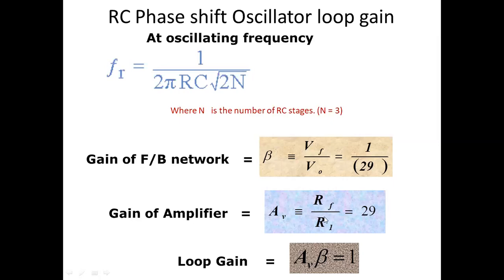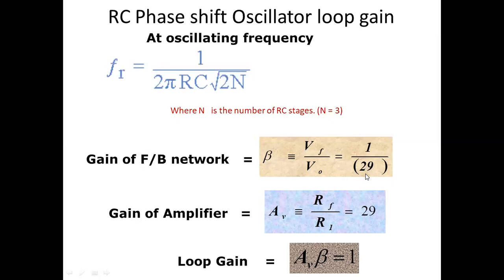of Barkhausen criteria. As the op-amp is used in inverting amplifier configuration, the gain of the op-amp is controlled by resistor RF and resistor R1. Therefore, we can say magnitude A equals RF by R1. The feedback factor of the feedback network is taken in such a way that beta equals 1 by 29, and it satisfies the condition of Barkhausen criteria.